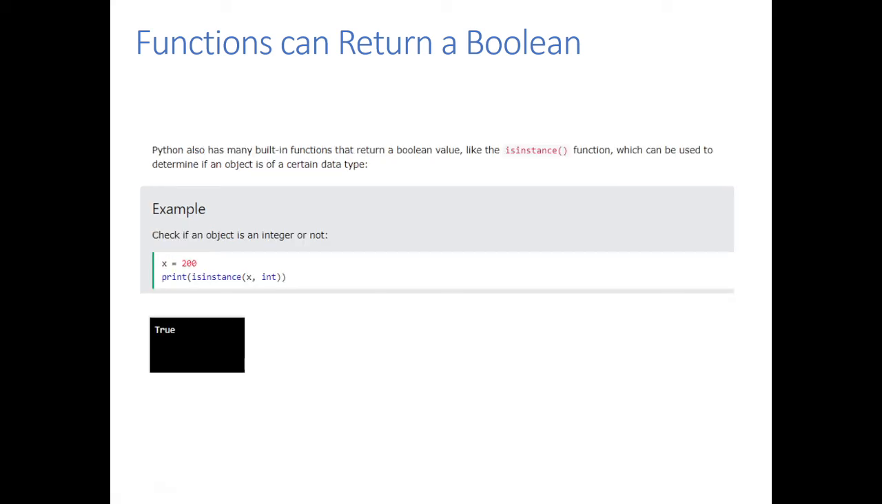Functions can return Boolean. Another example, Python also has many built-in functions that return a Boolean value, like the isinstance function which can be used to determine if an object is of a certain data type. For example, check if an object is an integer or not. So x equals 200. Print isinstance x, int, so is x an integer? This gives us true because x is an integer.